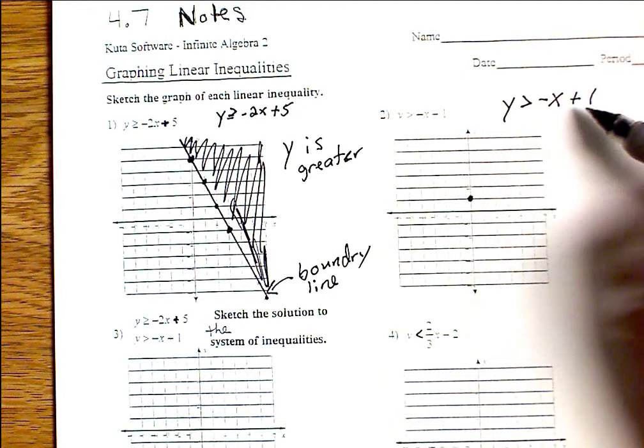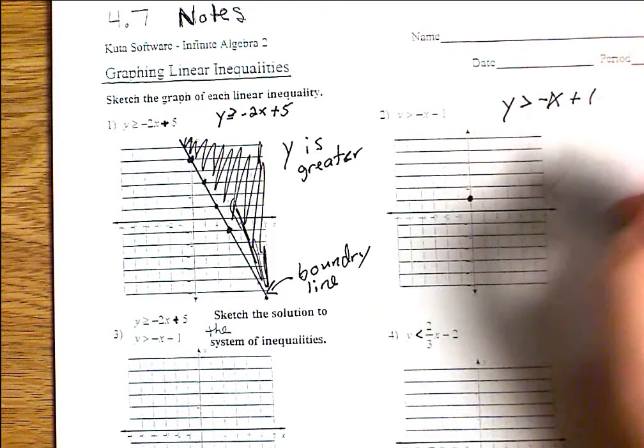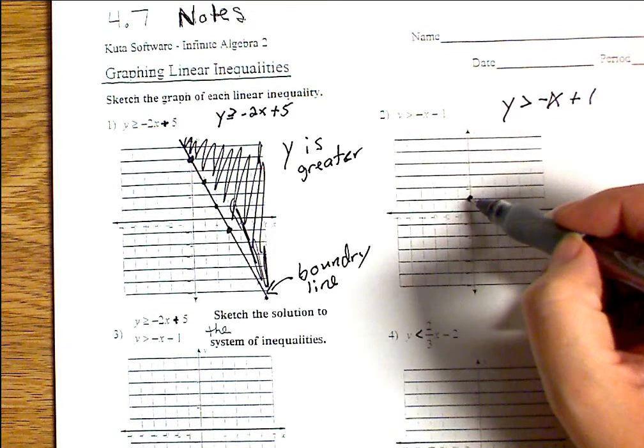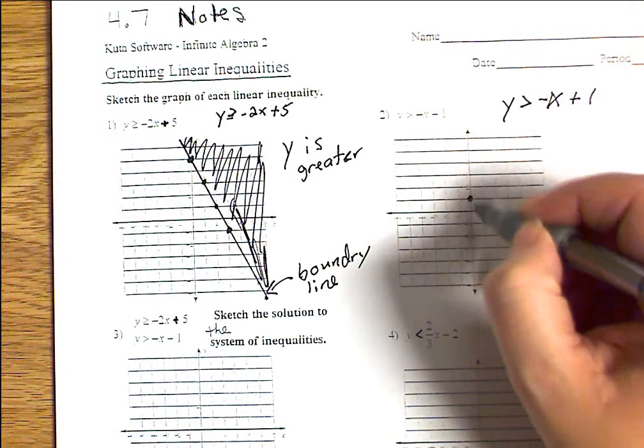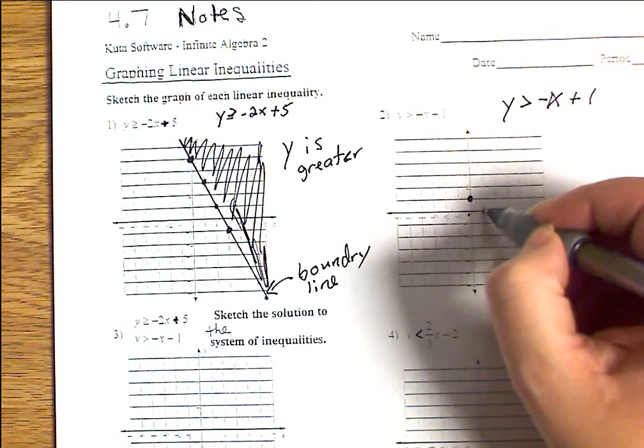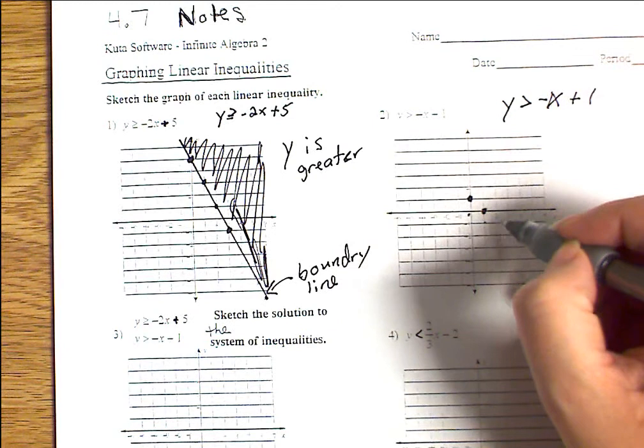You're putting a dot at 1. Your slope is negative 1, so that means I'm going what? Down 1 and then over 1. So I go down 1 over 1, another dot. Down 1 over 1, down 1 over 1.